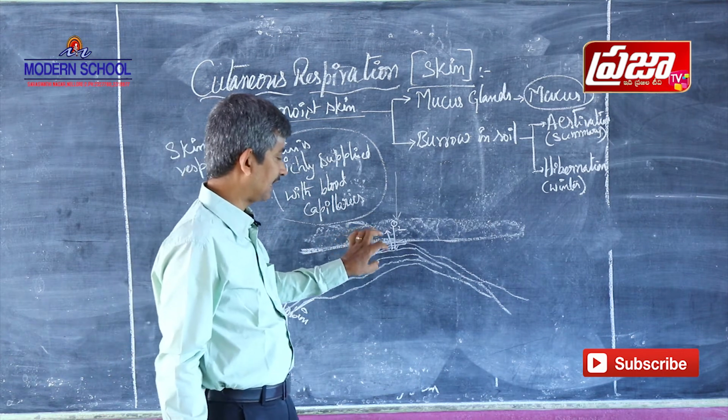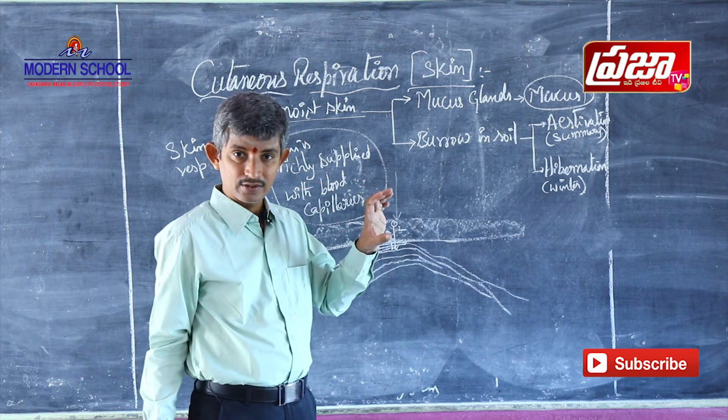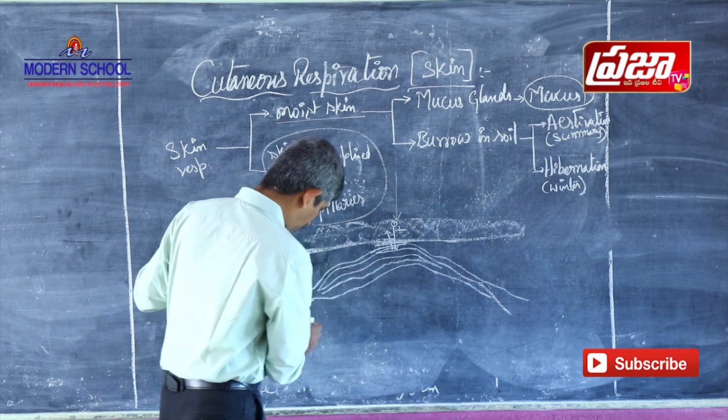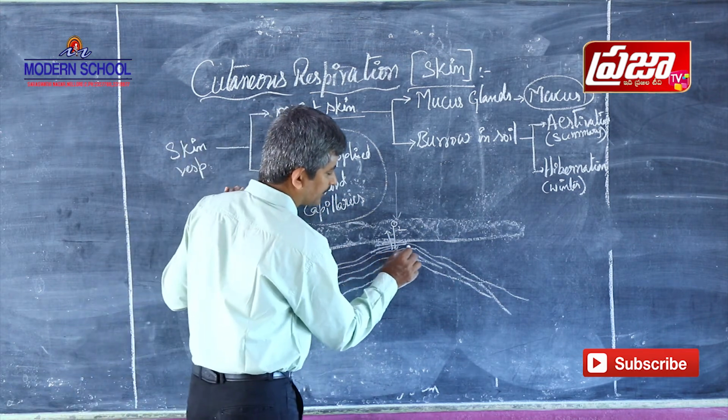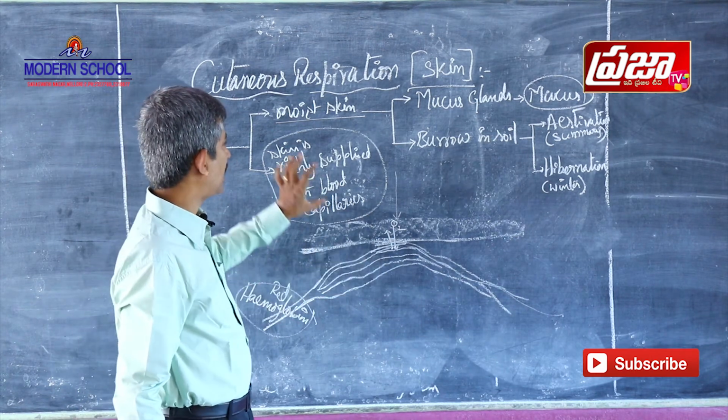This mechanism is not in our body, because our skin thickness is more. So, like this, by diffusion, hemoglobin, a respiratory pigment, absorbs oxygen and transports it to different parts of the body. So, this is the way it works.